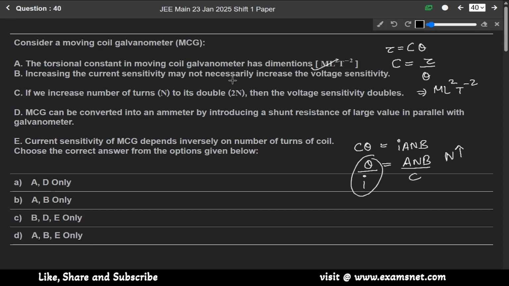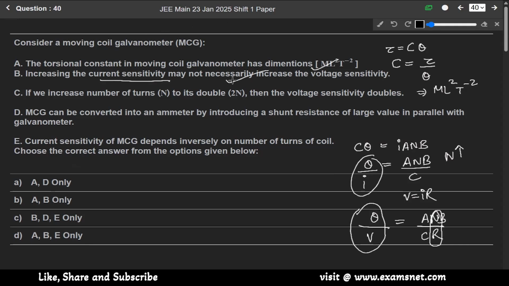Now, if we talk about the voltage sensitivity, since we know that V equals IR, theta over V is theta over I into I over V. So theta over V equals A N B over C R. Here N over R cannot increase. So if the current sensitivity increases, it is not necessary that it will increase the voltage sensitivity. So this statement is also correct.